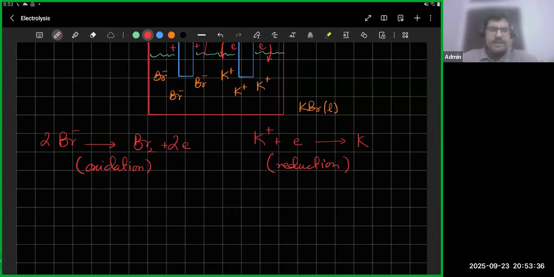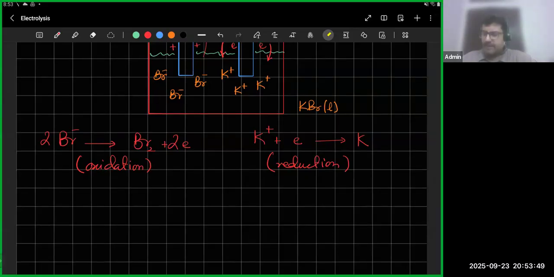Remember, the only thing you have to be careful about when you're writing equations is that there are certain elements which are always diatomic. Group 7, entire group 7 is diatomic. And apart from group 7, there are three more: hydrogen, oxygen, and nitrogen. Those are diatomic.